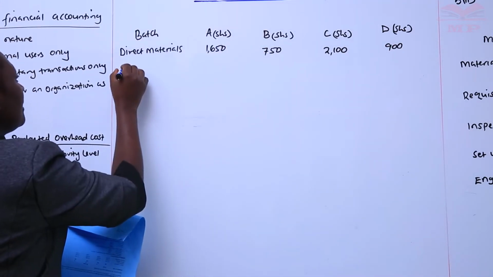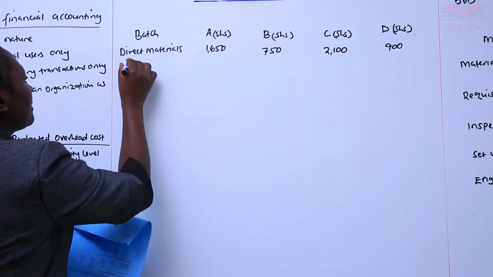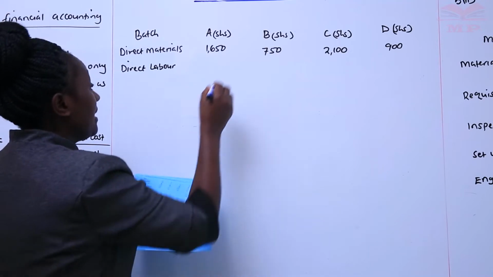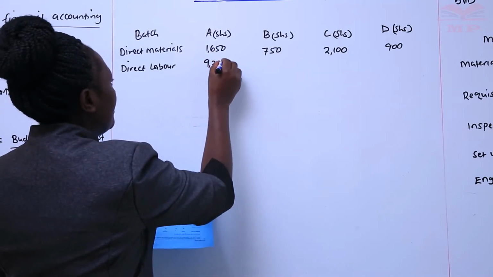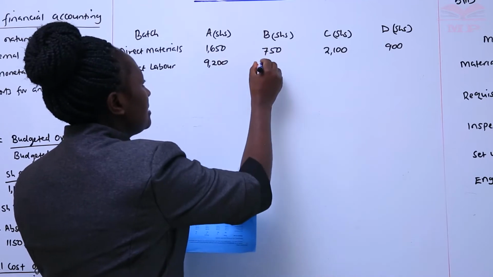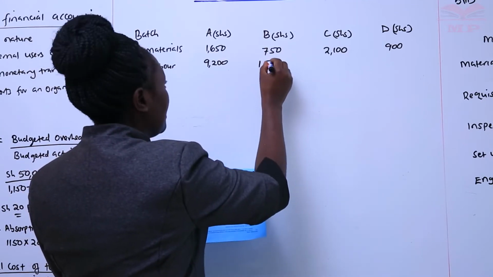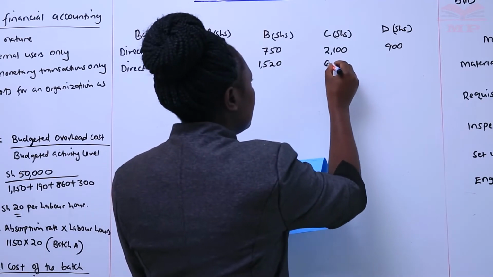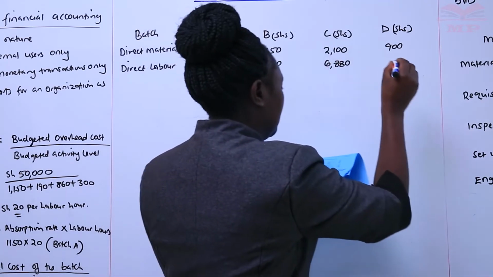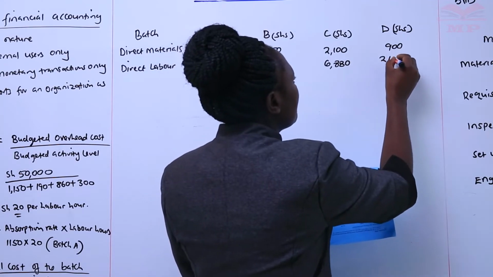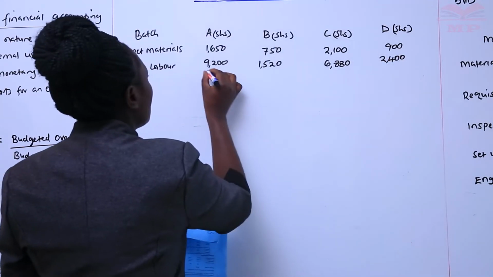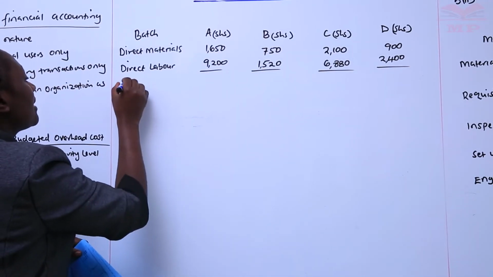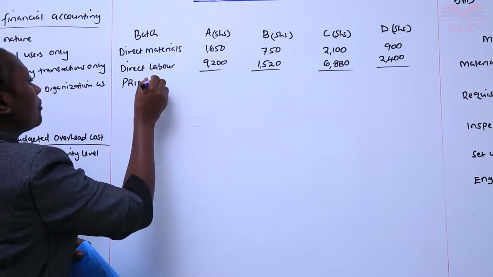Then direct labor for A is 9,200, for B is 1,520, C is 6,880, and D is 2,400. So we get the sum of this, which is called prime cost.